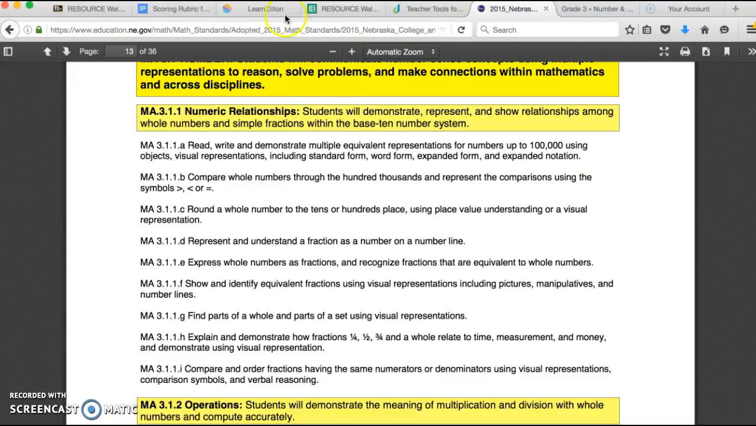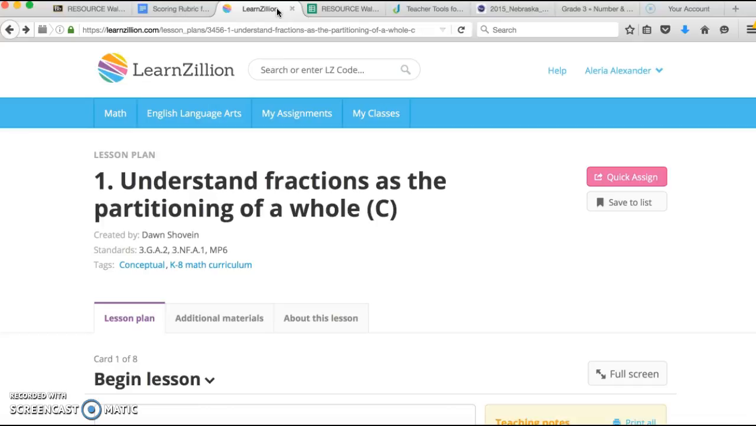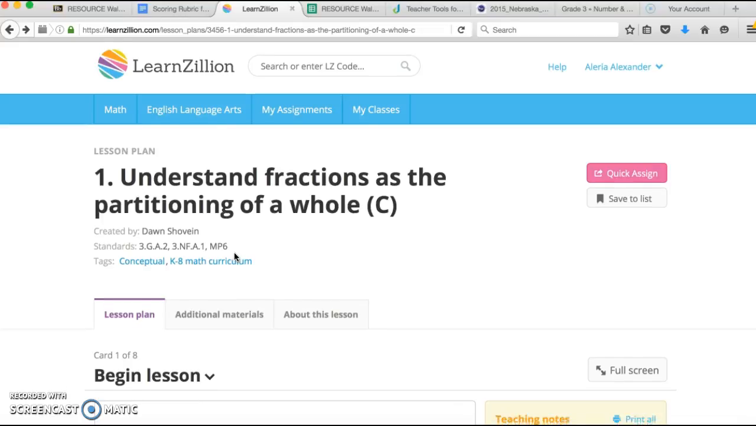All right, so we'll go back to LearnZillion.com and the activity. Another thing that I noticed right away was that it gives the standards at the top. Now these relate to the Common Core standards, but you could easily look at those Common Core standards and then match it with your state standards.